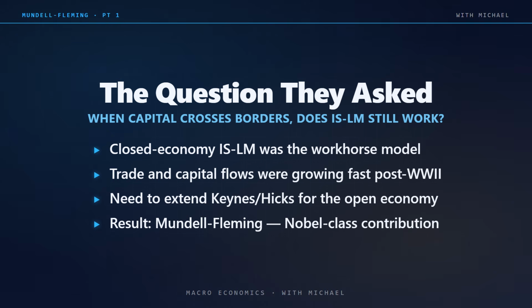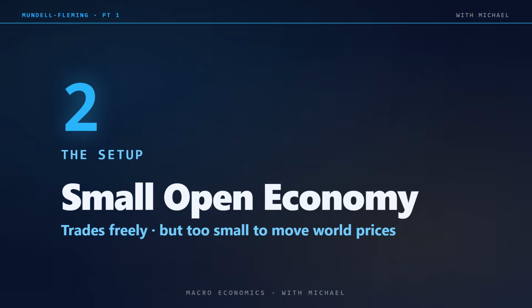The key implication of being small is this. The world interest rate, call it R*, is a given. It is set by the global market. The small open economy takes R* as a constant. Domestic policy decisions in our small economy cannot meaningfully move R*. This is the central simplifying assumption of the Mundell-Fleming model.